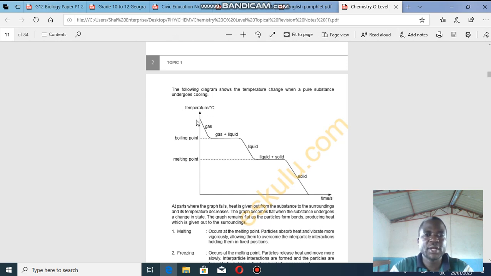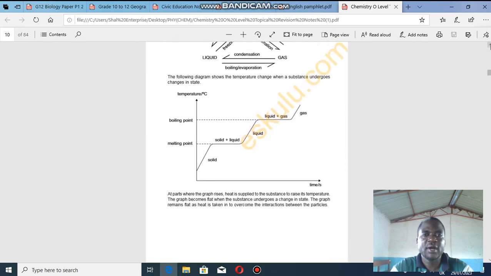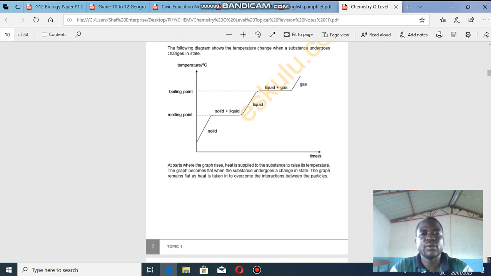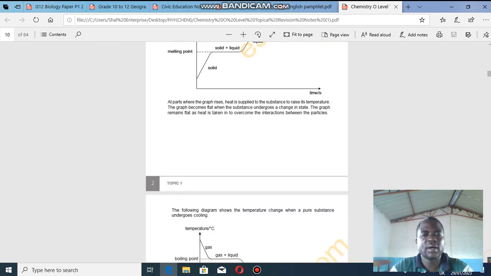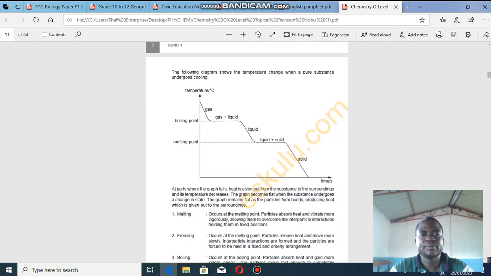So this is a cooling curve. It's sloping downwards. From the highest temperature it comes down, more like steps coming down, that is a cooling curve. Then the other one here is a heating curve, starting from the lowest point, the bottom, going up. Temperature is rising, that is a heating curve. This is how you identify a cooling curve from a heating curve or graph.